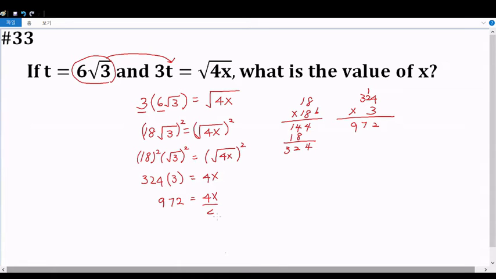Now let's divide it by 4, so we have x by itself. Let's divide 972 and 4. 4 goes into 9 twice. That's 8. 9 minus 8 is 1. 7 comes down. 4 goes into 17 4 times, which is equal to 16. 1 and then 2 comes down. 4 times 3 is 12. Therefore, x is equal to 243.